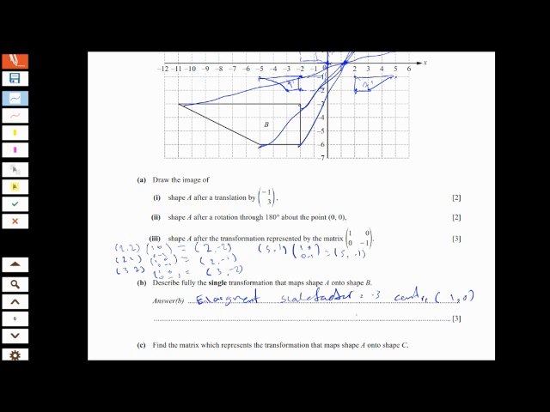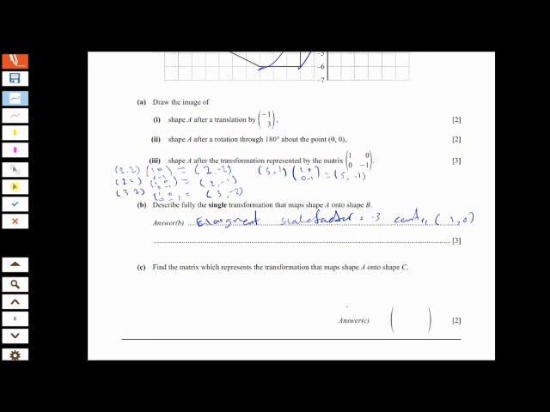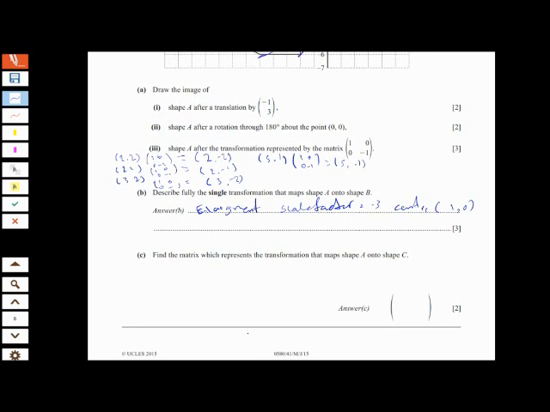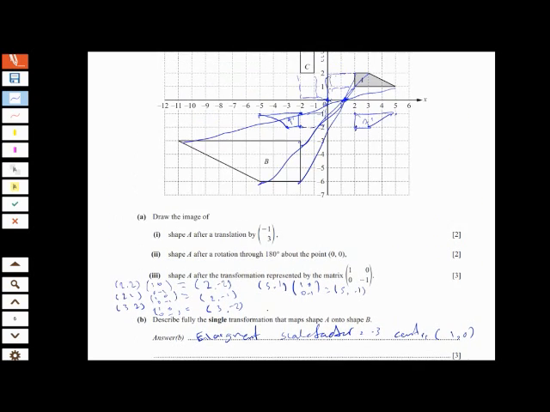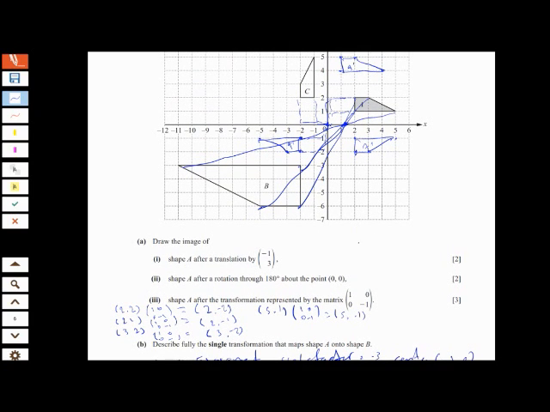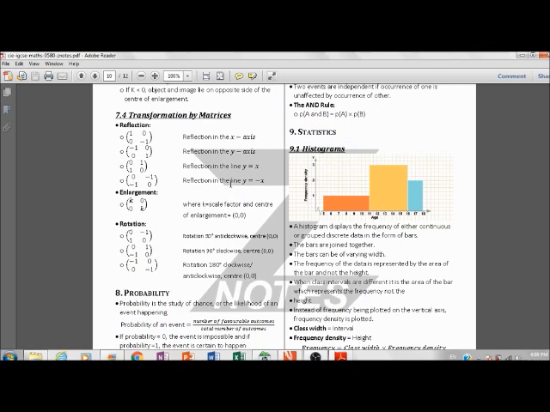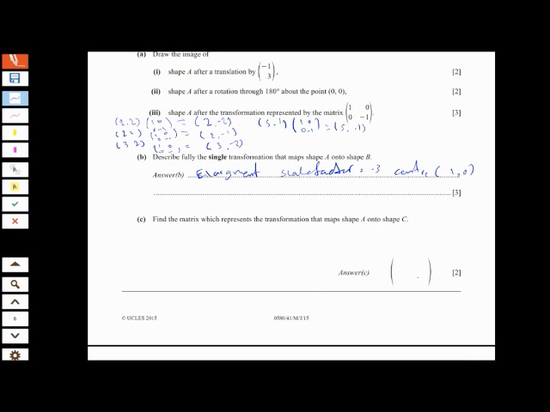Alright, find the matrix which represents the transformation that maps shape A onto shape C. So, what maps shape A into shape C? That should be a rotation. So basically, you have to memorize these matrices under their descriptions. That's the only way to solve questions like that. It will be 0, -1, 1, 0.